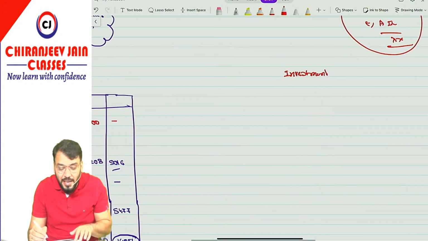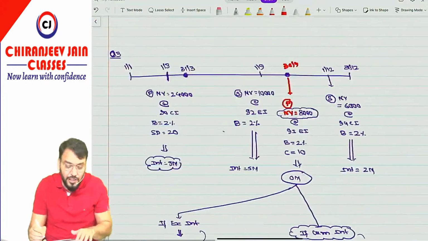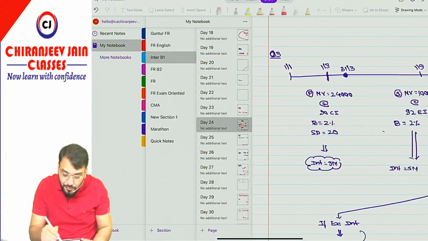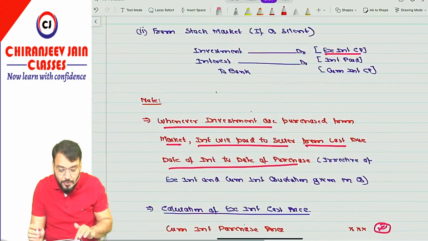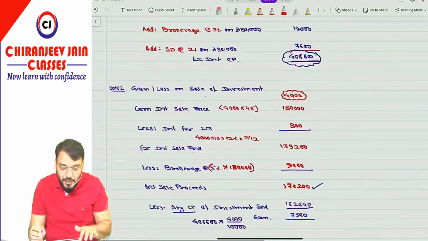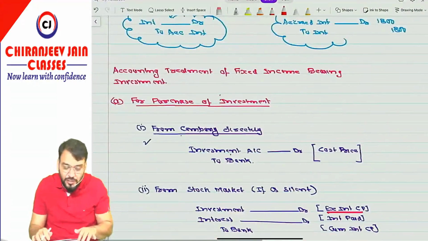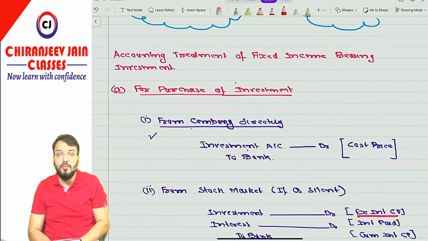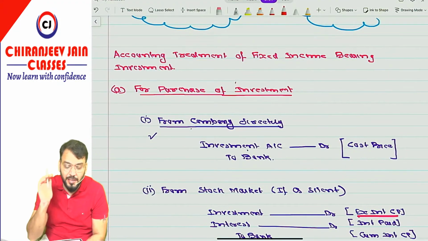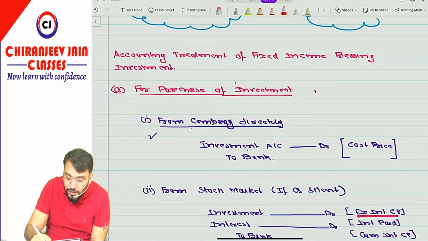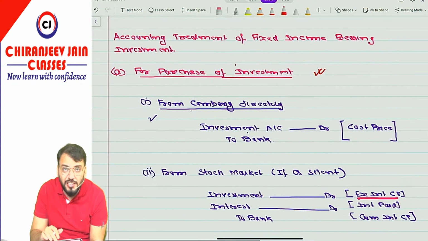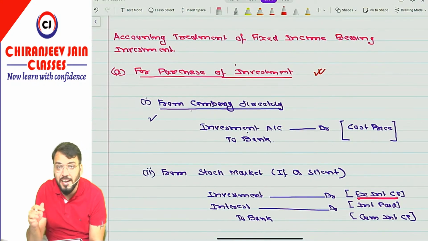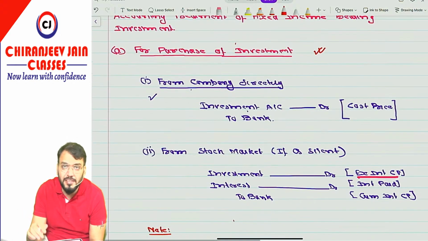So let us understand the accounting treatment for the fixed income bearing investment and variable income bearing investment. Got this point? So let me discuss each accounting treatment. So you can see this is the accounting treatment of fixed income bearing investment. For purchase of investment, if you are purchasing directly from the company, then the journal entry is investment account debit to bank. Whatever amount you are paying, that becomes the cost price.